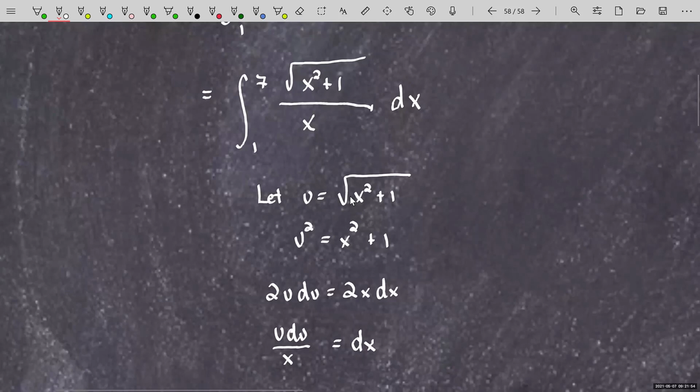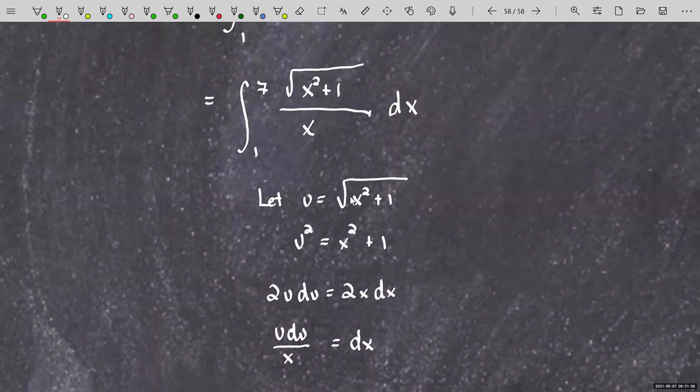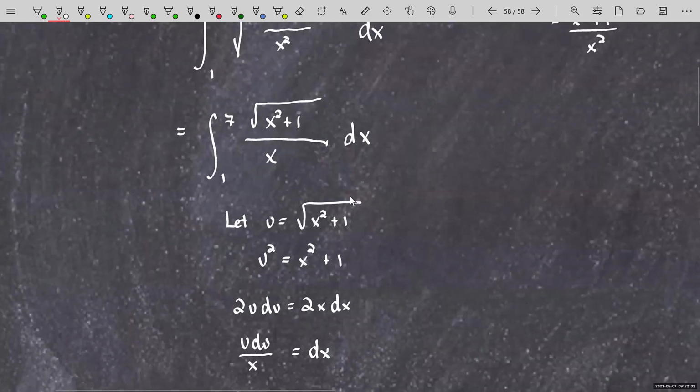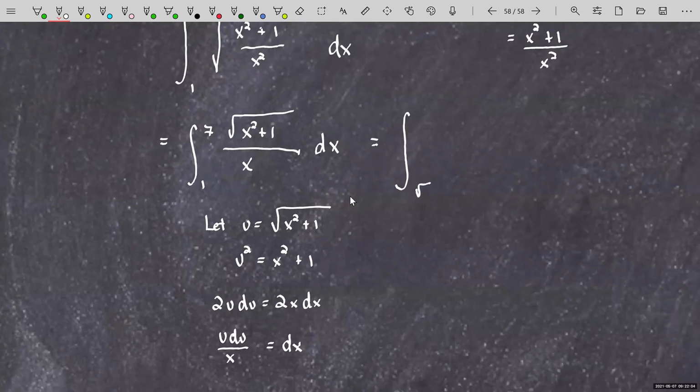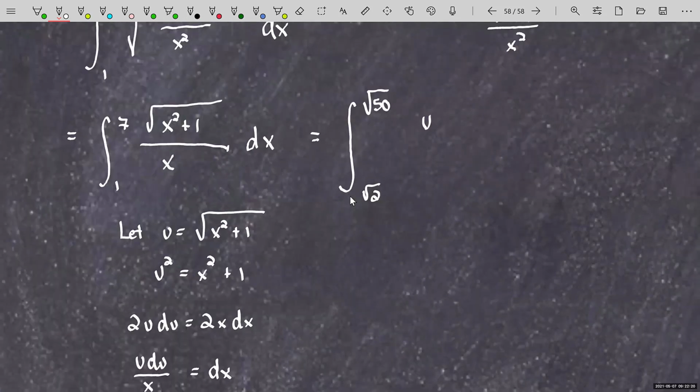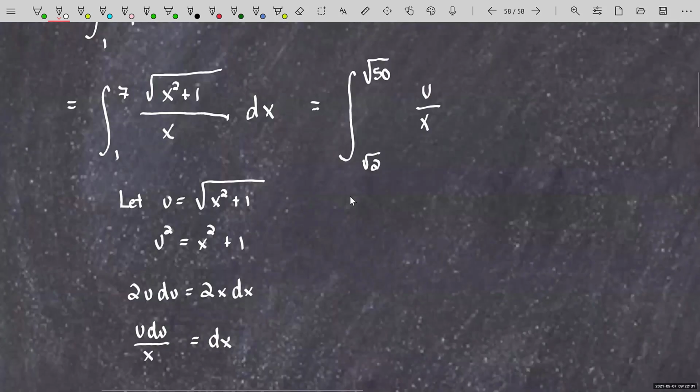Now, obviously, doing that substitution means that the limits of our integral are going to change. So when x is 1, u is equal to square root of 2. When x is 7, 49 plus 1 is 50, u is equal to square root of 50. Or you could write that as 5 root 2, but I'm just going to leave it at square root of 50 for now. And then the square root of x squared plus 1 gets traded out for a u. We still have that x downstairs, we'll deal with it in a moment.